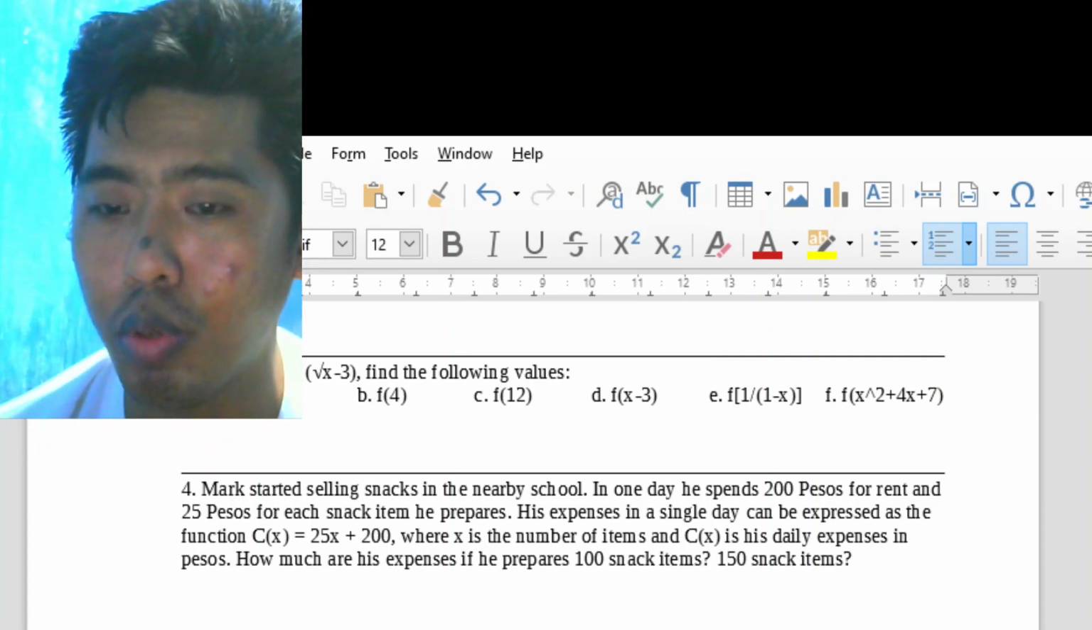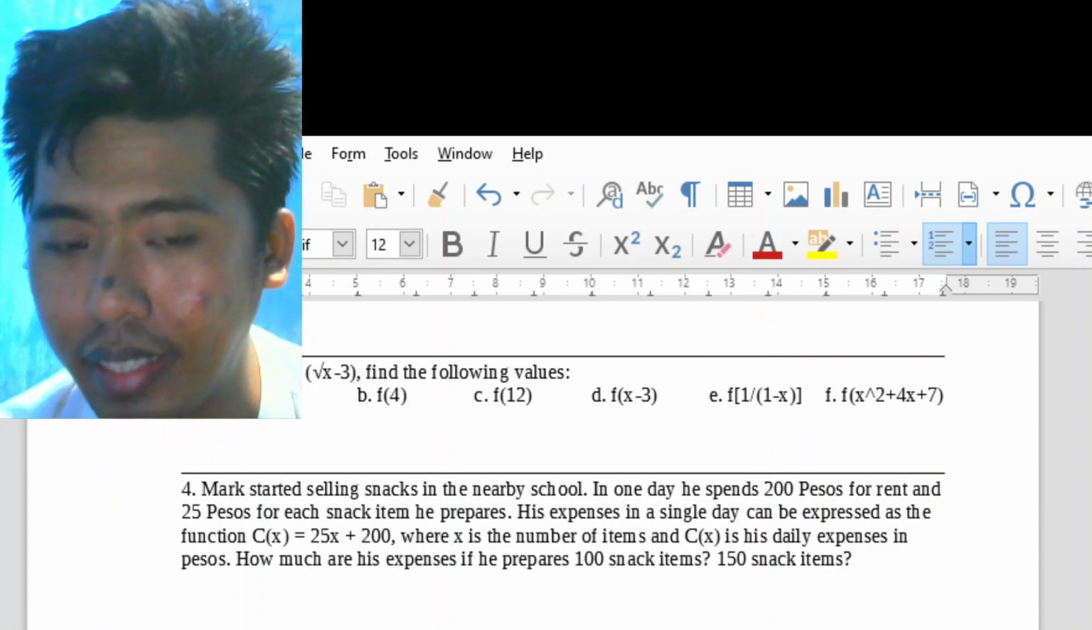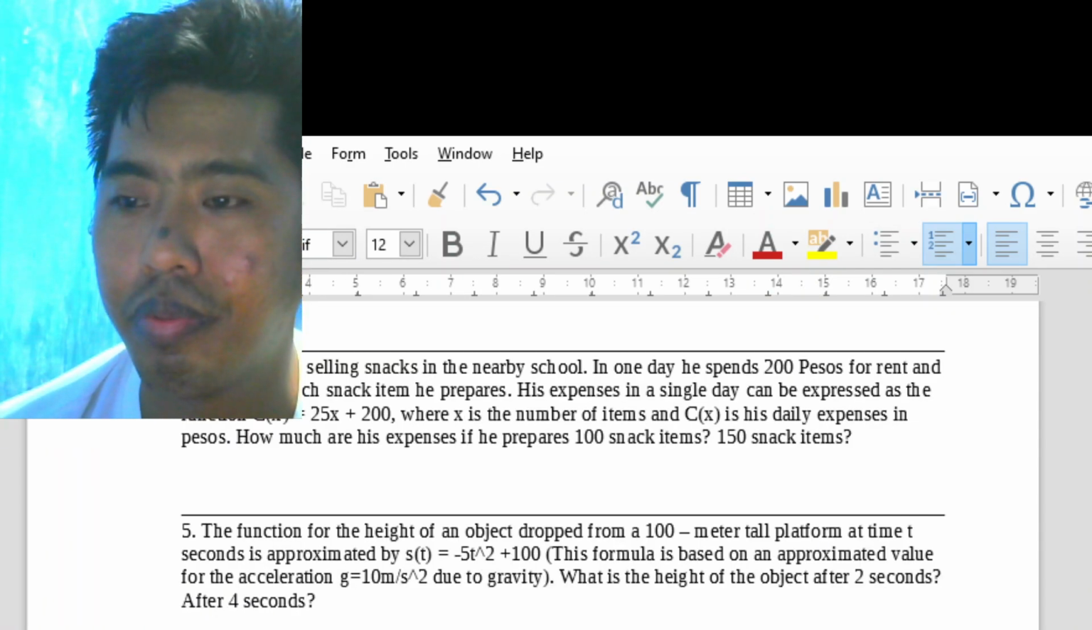Mao na ang pangunang pangutana. Ang ikaduhang pangutana, 150 snack items. Now let's proceed to number 5.